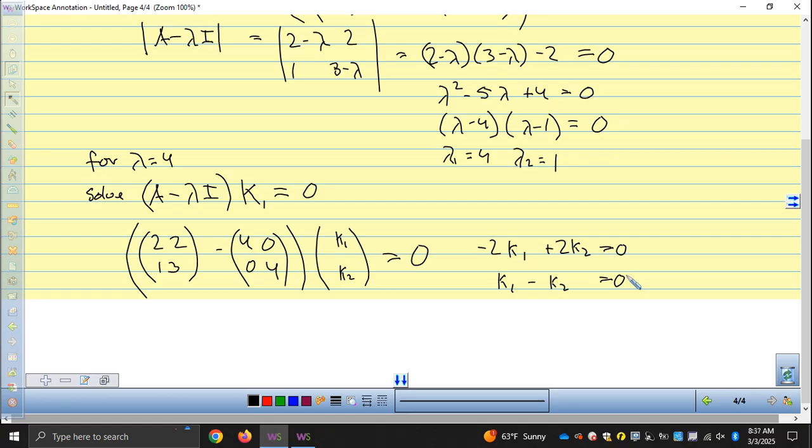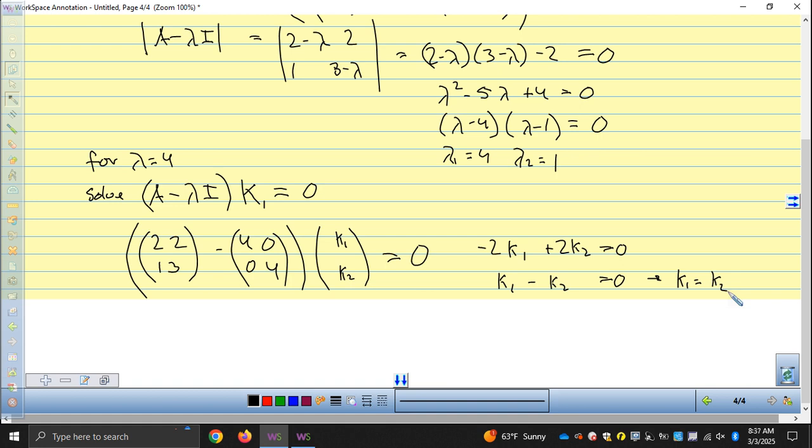Well, these are both the same equation, right? We need any value of k1 and k2 that makes this true. So I'm just going to say from here, we have k1 equals k2. Any values of k1 and k2 that make this true is an eigenvector.